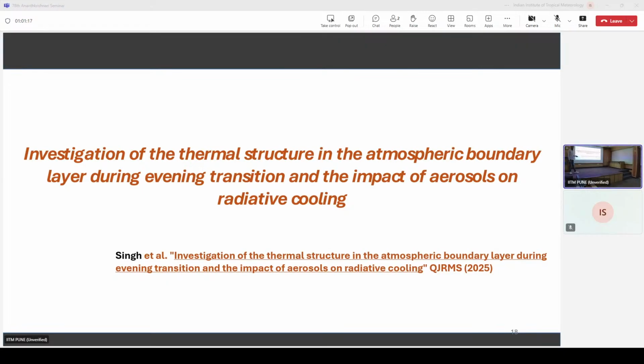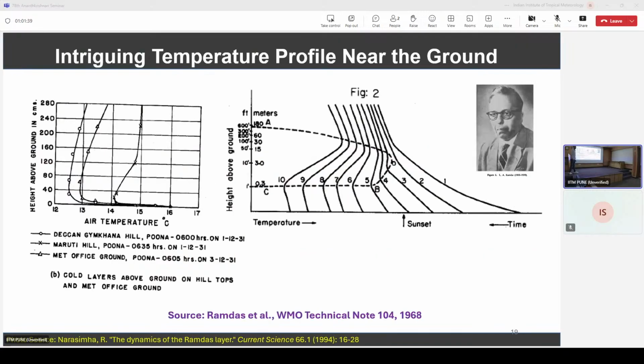So not only clouds, aerosols also play a key role. This is part of my PhD work, where I investigated the thermal structure in the atmospheric boundary layer during evening transition and saw how aerosols play a key role in radiative cooling. I will not go into the very detailed radiation modeling, although I developed it in-house, but I will present the key results here. This is related to Pune and the IITM as well.